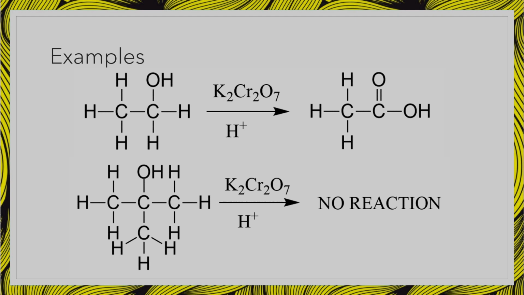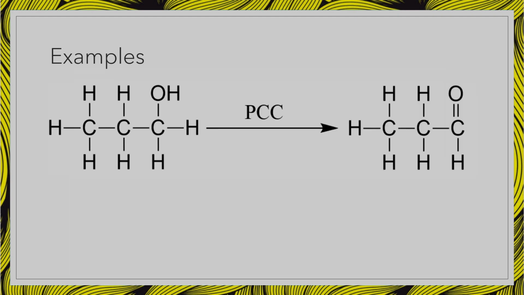2-methylpropane-2-ol, that's a tertiary alcohol. If we stick that in with K2Cr2O7, nothing happens because it's tertiary. We can't actually add any bonds there because that carbon's already filled with oxygens and carbons. There's no hydrogen to get rid of. We have propanol, so propane-1-ol with PCC. That will stop at the aldehyde. Okay, so it won't go all the way to a carboxylic acid, but it stops at the aldehyde.